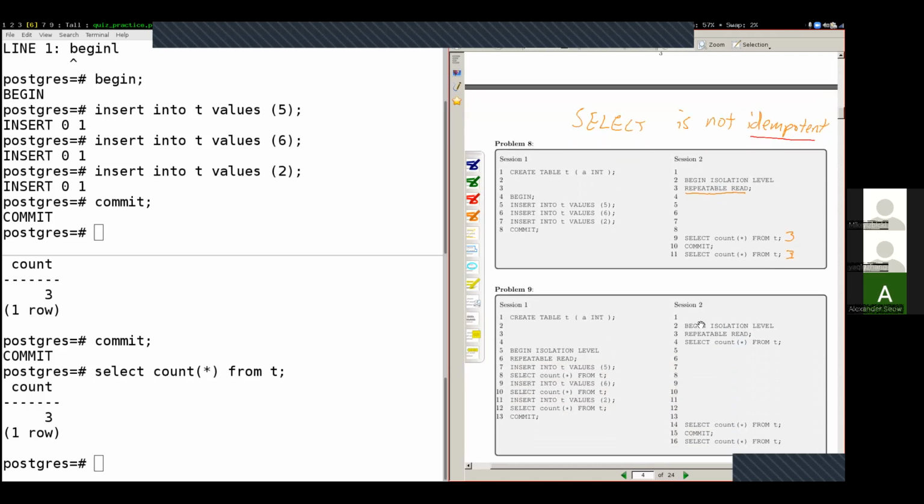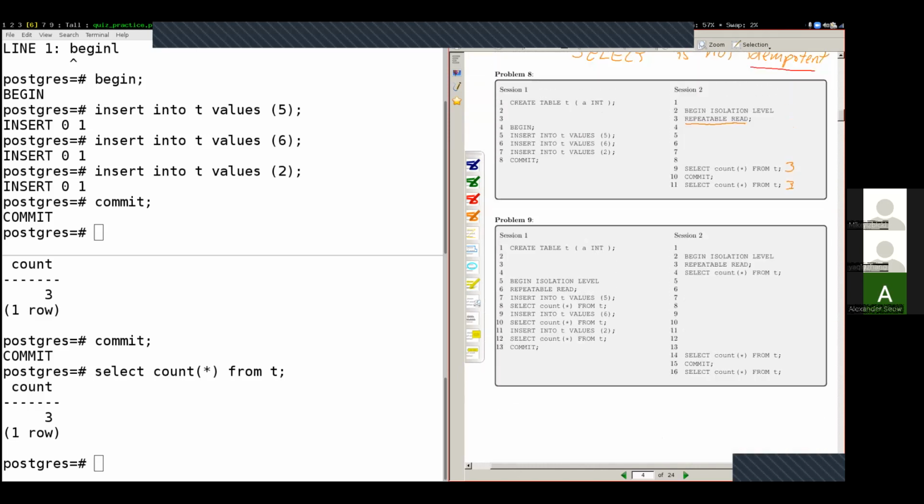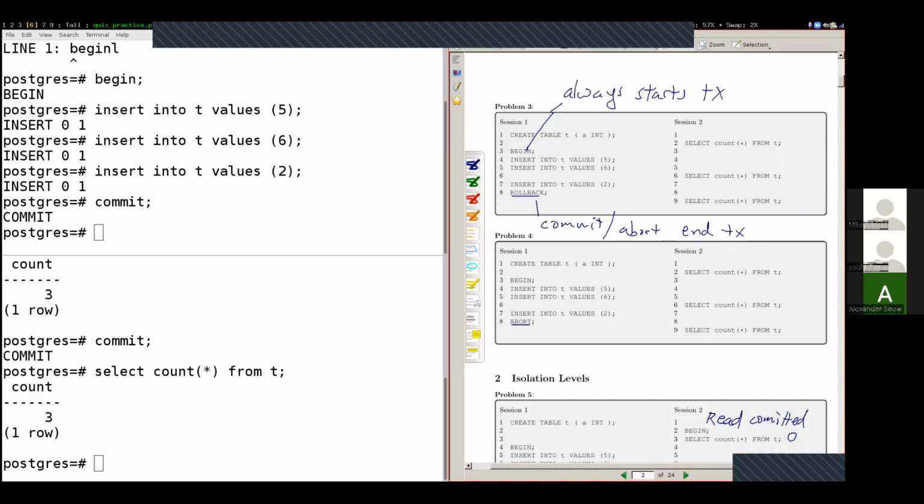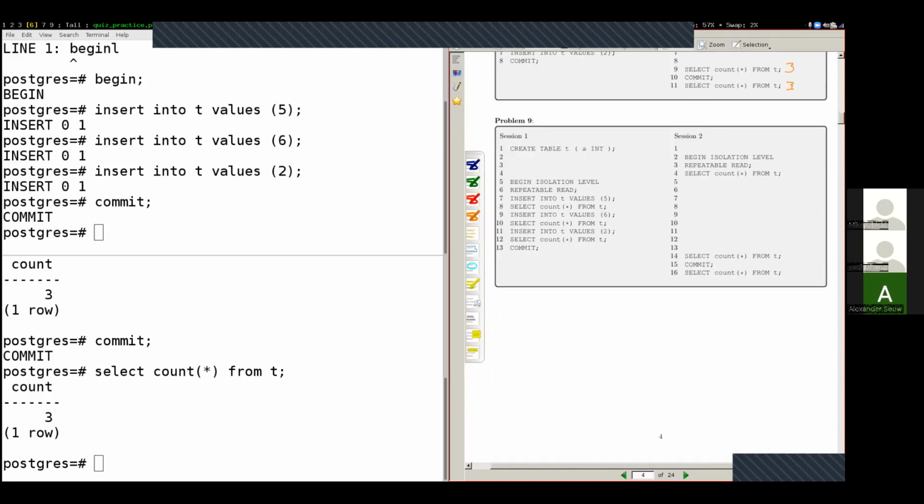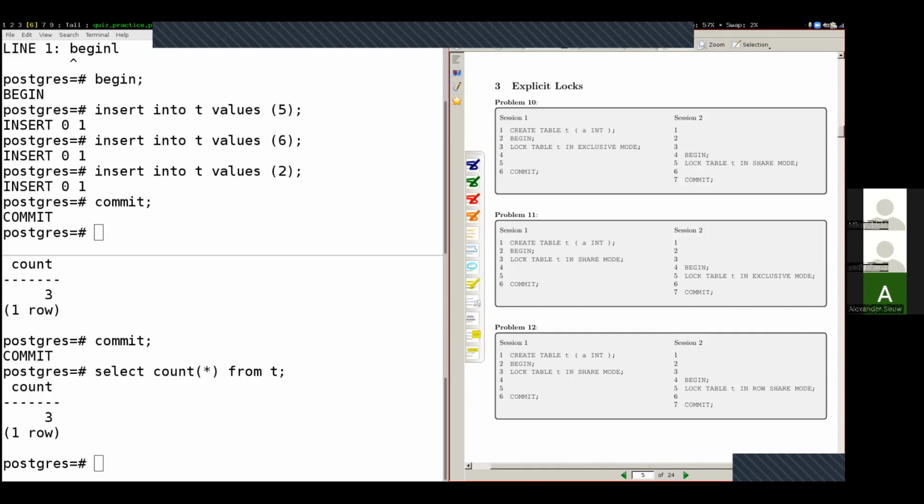Okay, let's jump ahead now. It's enough about the isolation levels. I'll be skipping over a handful of these problems, leaving them for you to work on and think about for yourself. And we'll head down next to this explicit locks section.